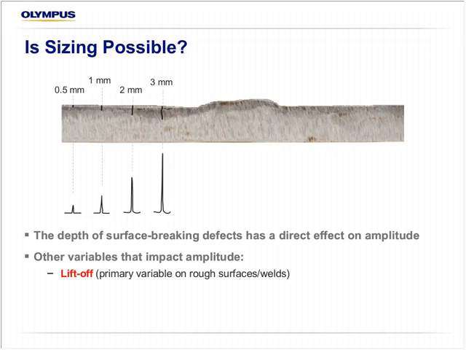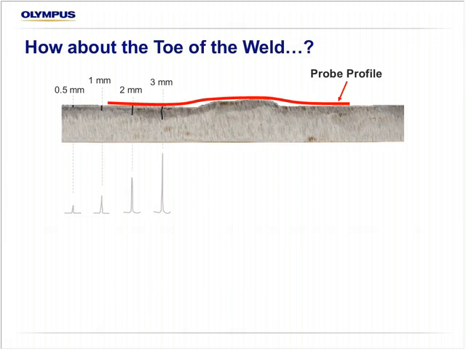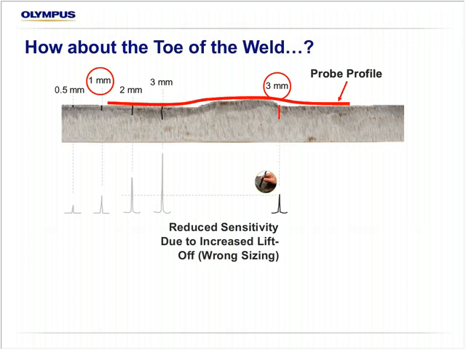The liftoff, which has been a concern for so many years, the magnetic permeability of the part itself, and the defect length or shape. So, how about the toe of the weld as an example? If we use the probe profile as before, and we put a 3 millimeter defect, not in the heat affected zone, but right at the toe of the weld, because of the added liftoff, we could expect a reduced sensitivity. So I picked an example where a 3 millimeter defect typically looks like a 1 millimeter defect or so because of the added liftoff and the decreased sensitivity.